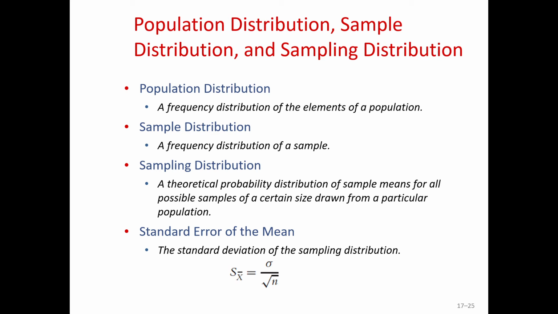The concepts of population distributions and sample distributions are relatively simple, but we need to discuss another distribution, the sampling distribution of the sample mean. The sampling distribution is a theoretical probability distribution that in actual practice will rarely be calculated.